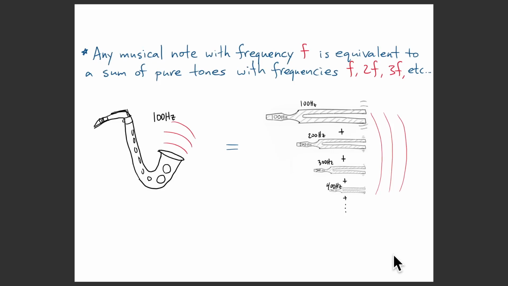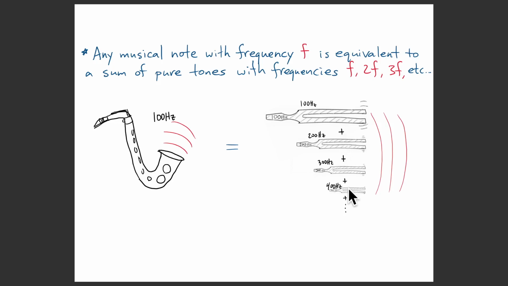It means something amazing, which is that when you have different instruments playing the same musical note, so we have a saxophone playing 100 hertz or a cello playing a note with 100 hertz, then basically the difference between those is just which combination of pure tones they are. Each one of these notes, the note on the saxophone, is exactly equivalent to a certain set of pure tones being played on top of one another.